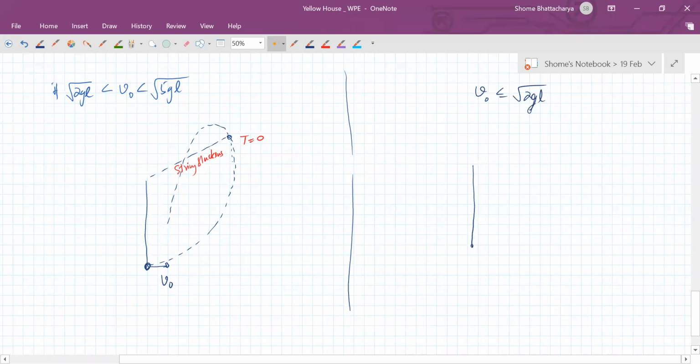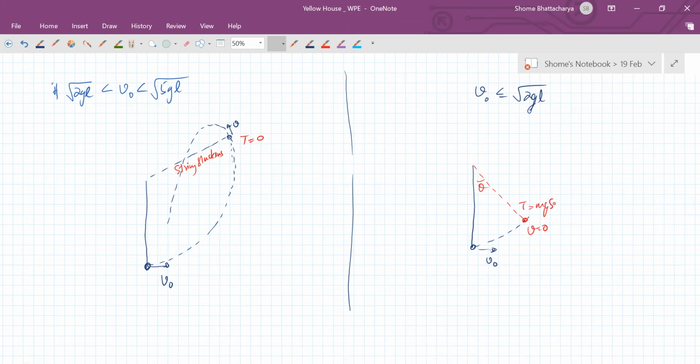Then what happens is that here the particle still has speed where the string slackens. But in this case, the particle will reach somewhere here with the thread being taut, but the speed of the particle will become 0. The tension will be mg cos theta. So it will behave like a pendulum. It will stop here and then it returns back along the same path. So it basically acts like a pendulum.